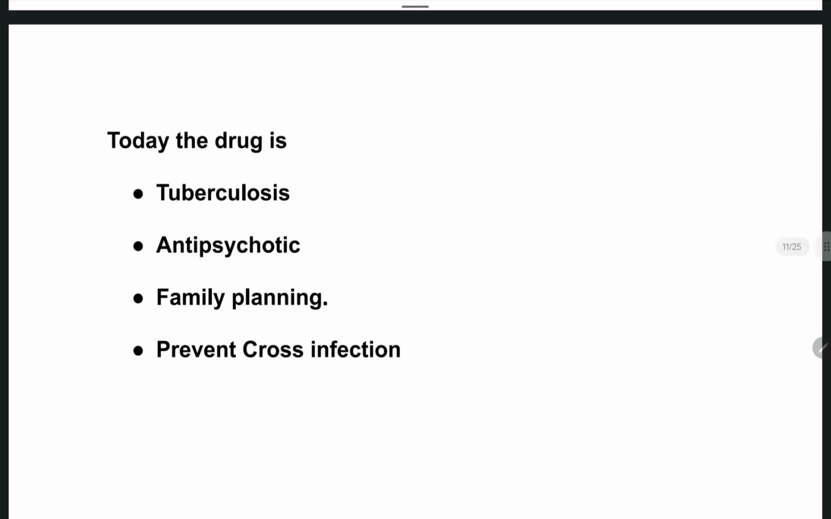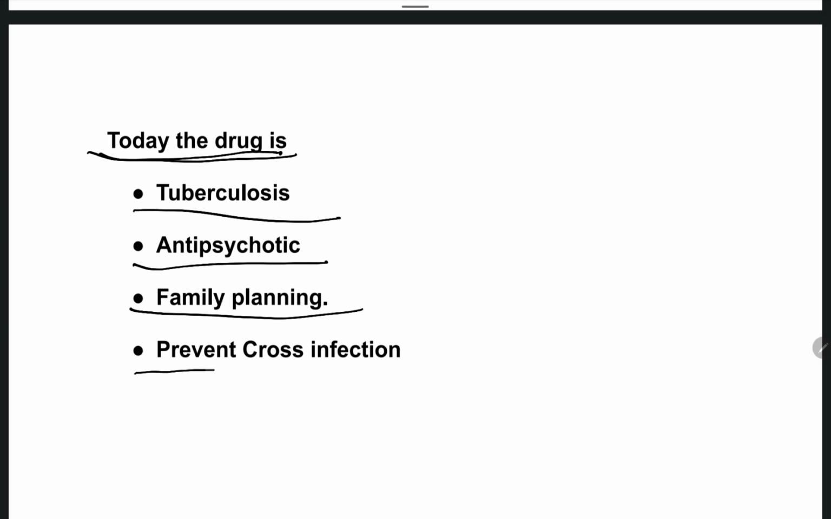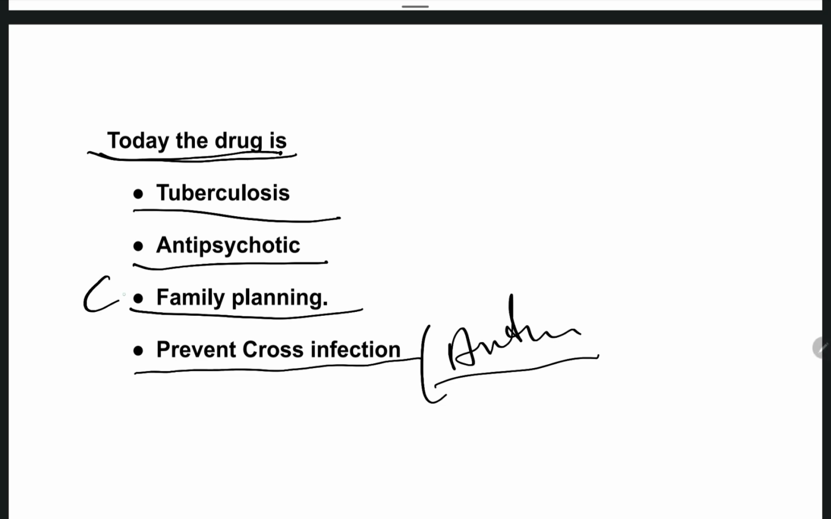The next one is, the drug is Today. Options are: is it for tuberculosis, is it an antipsychotic, is it for family planning, is it to prevent cross infection? Is it an antibiotic, antituberculosis, antipsychotic, or family planning? The right one is option C, family planning. So the drug is a family planning method.